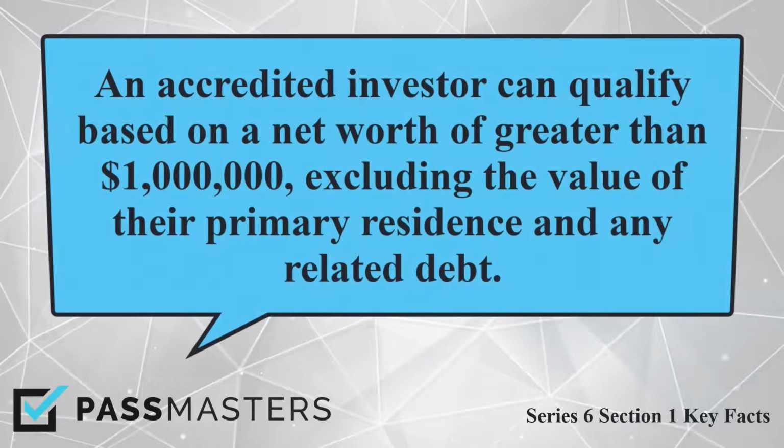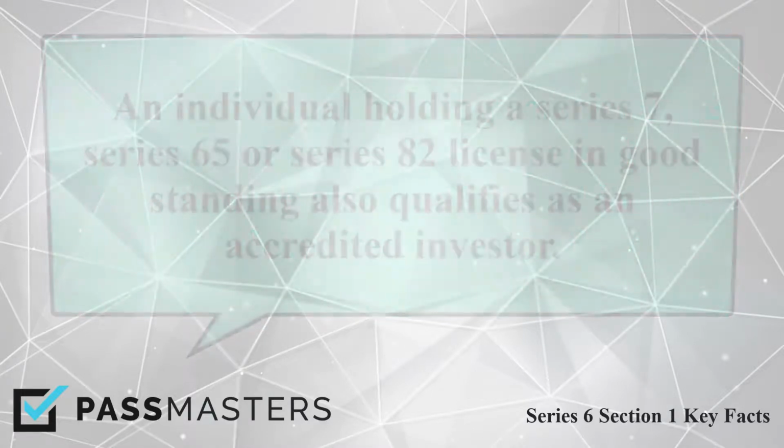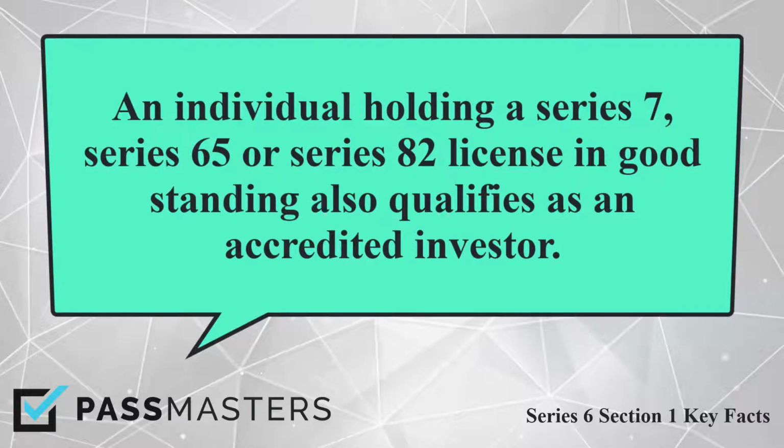An accredited investor can qualify based on a net worth of greater than $1 million, excluding the value of their primary residence and any related debt. The net worth calculation can include assets of a spouse or spousal equivalent, as well as minor children, but not friends or adult children. An individual holding a Series 7, Series 65, or Series 82 license in good standing also qualifies as an accredited investor.